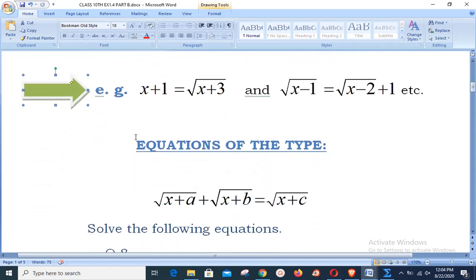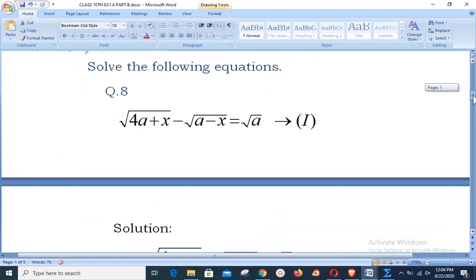In today's type, the shape of the question will be radical of x plus a, plus radical of x plus b, is equal to a radical of x plus c. That is, inside the radical we will be having the linear term.